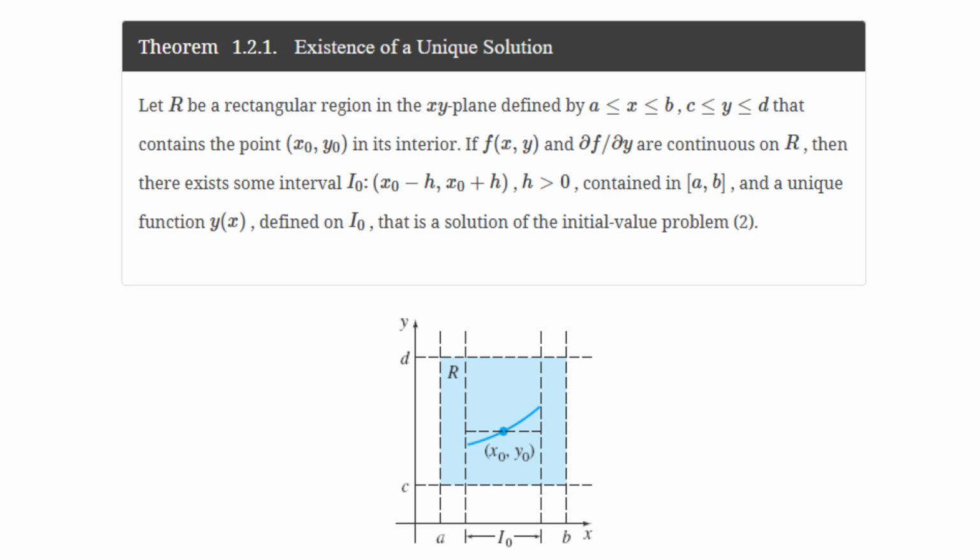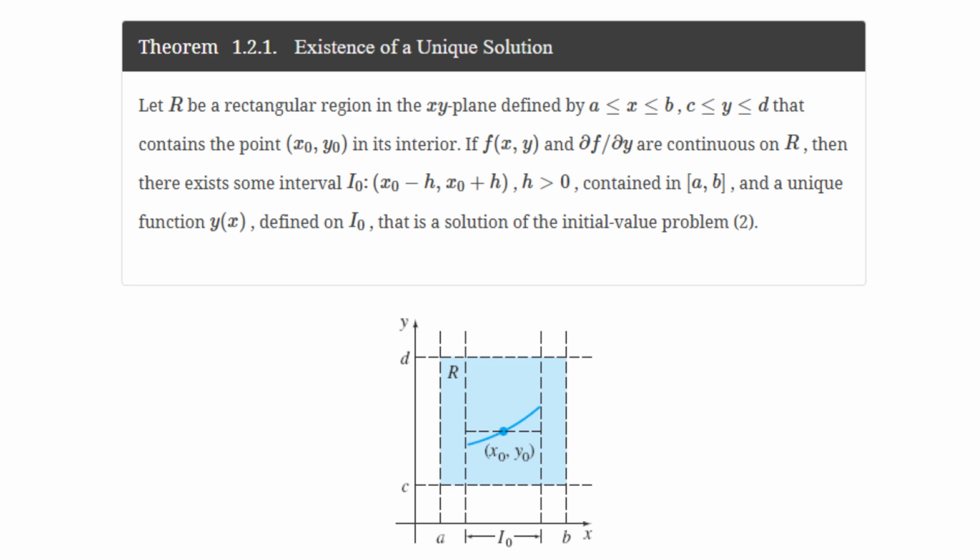Theorem 1.2.1, Existence of a Unique Solution, states: let R be a rectangular region in the xy plane defined by x between a and b and y between c and d, that contains the point x sub 0, y sub 0 in its interior.